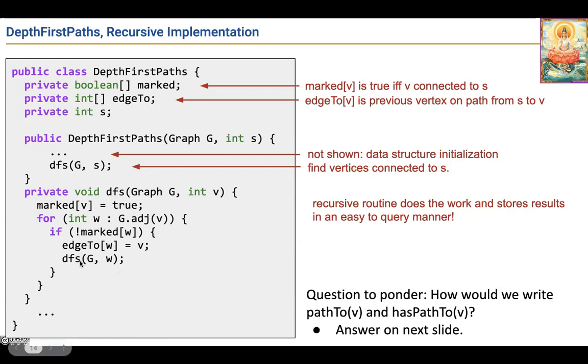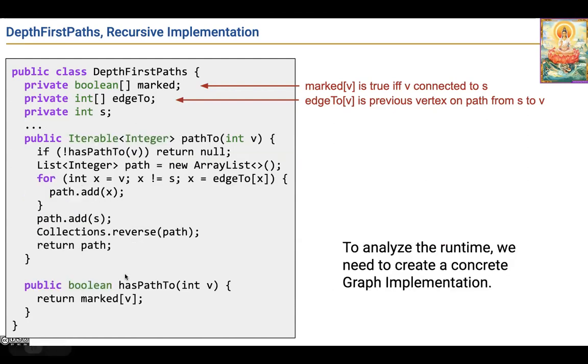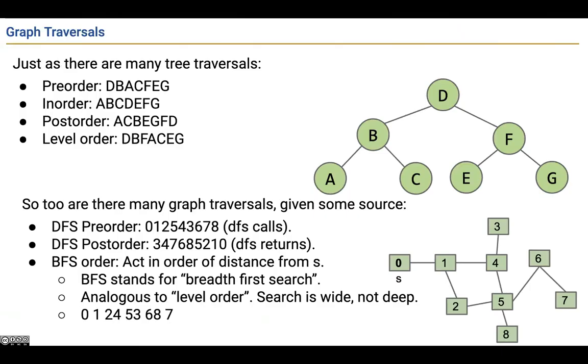Okay, great. Again, I will not read this in detail, but this is how you might write pathTo or hasPathTo. So how do you check if there's a path to a vertex? You can check if it's marked. If it's marked, it means we found a path to that vertex. And how would you actually find the path to the vertex? You might write some code like this. I will not talk about it, but it's something we kind of saw last time.